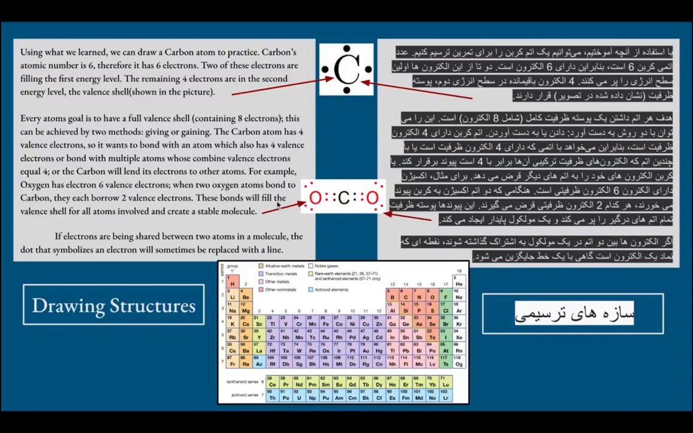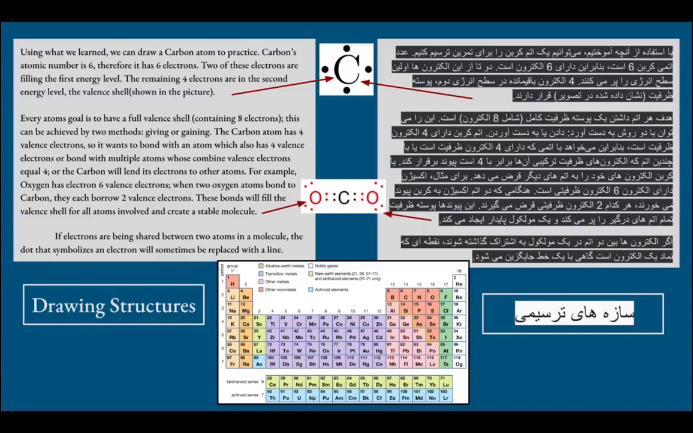So right here, for example, in this bottom image with the red and the black, oxygen has 6 valence electrons, where 2 oxygen atoms bond to carbon. They each borrow 2 valence electrons. So that's why the C and the O are connected with the dots. These bonds will fill the valence shell for all the atoms involved and create a stable molecule.